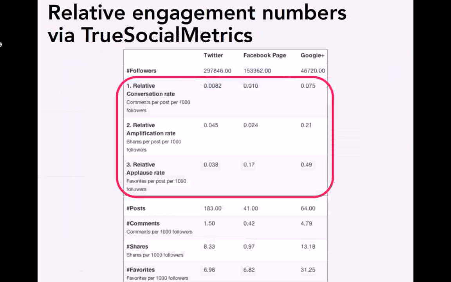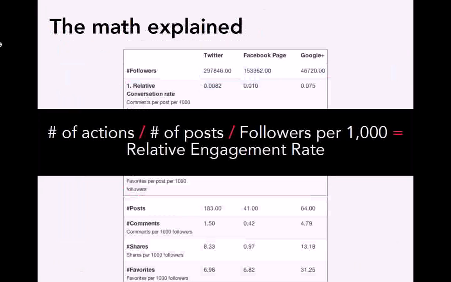So True Social Metrics breaks it down in what they call relative engagement numbers. These relative numbers look at this rate, like we talked about previously, but they look at the comments and break it down per 1,000 followers. So you figure out whatever time period you're reporting in, you take the number of actions, divide it by the number of posts you've made to Twitter in that time period, and you divide it again by your followers per 1,000 to get your relative engagement rate.